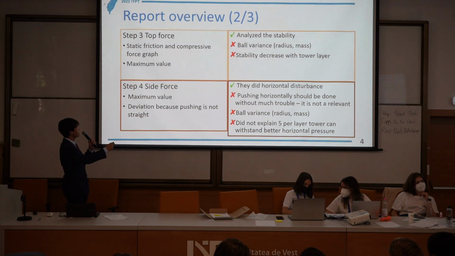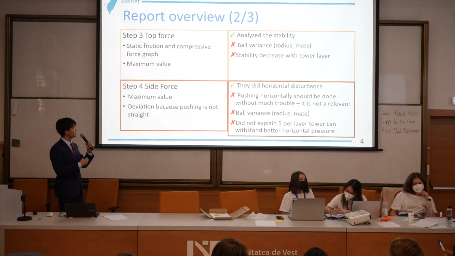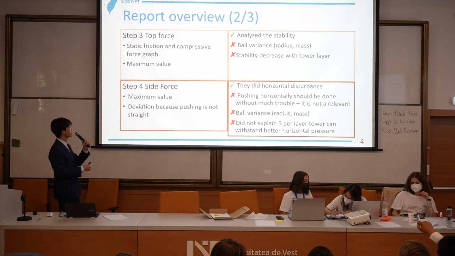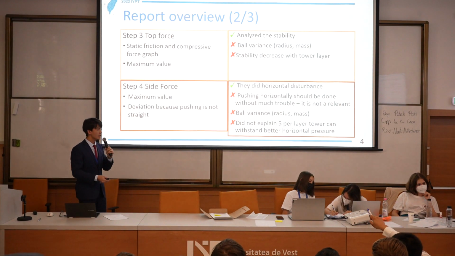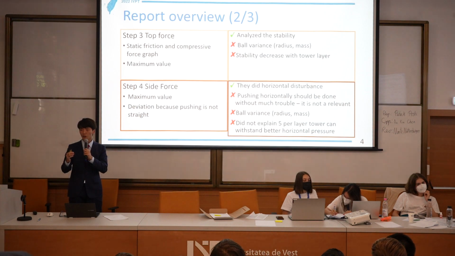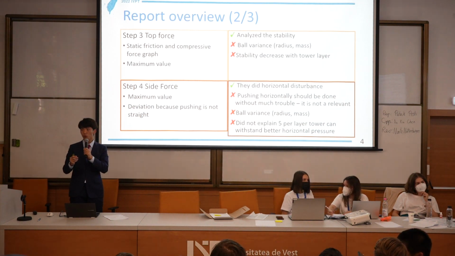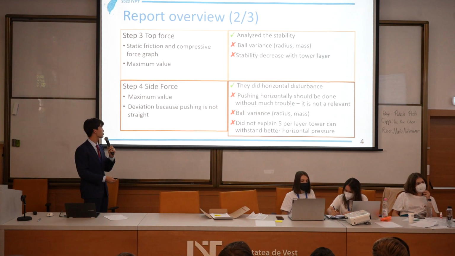Okay, so the process that they did, horizontal disturbance. We think that the horizontal disturbance is why the tennis ball structure cannot be stacked to infinite layers of tower, because you mentioned in your report that any tower needed a 1.41 coefficient to be built, right? So there shouldn't be any limit to this tower structure.